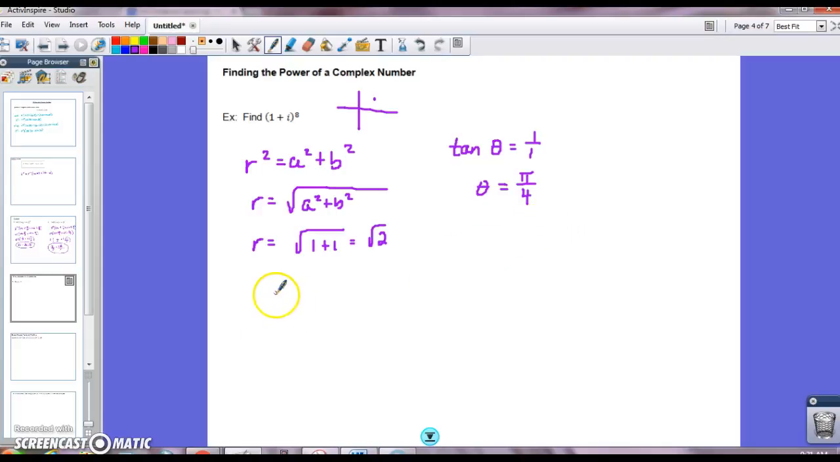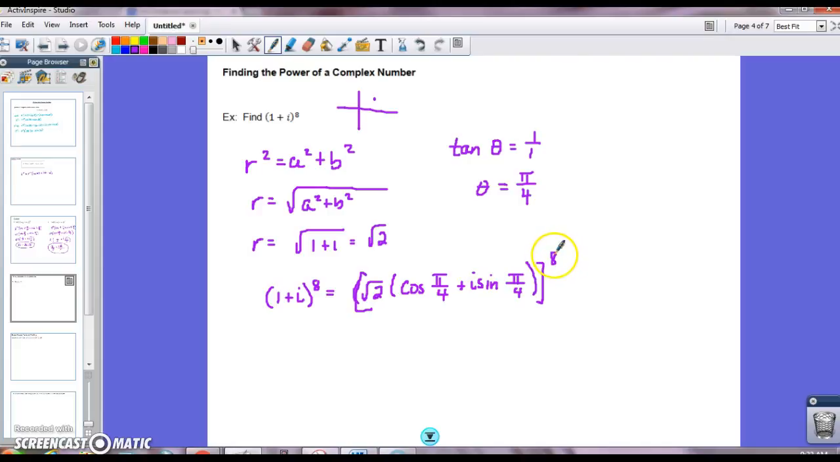So I know then that (1 plus i) to the 8th is going to equal root 2 times the cosine of pi over 4 plus i sine pi over 4, that should be a square bracket there, to the 8th power. Okay, so I got my r value and my theta so that I could write it in polar form. And now I'm going to raise that to the 8th power.